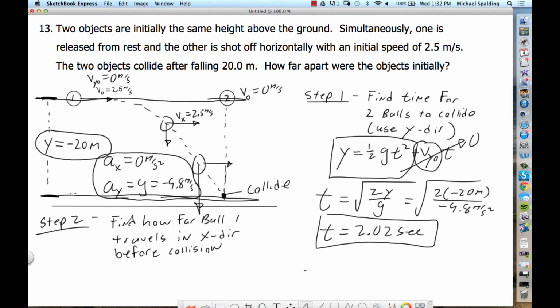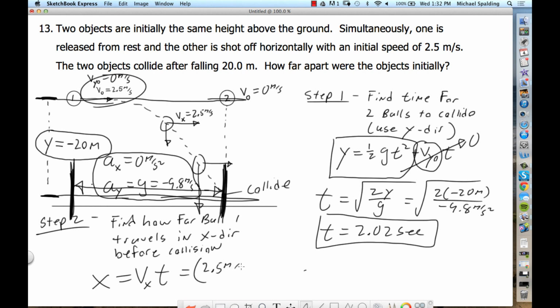So ball number 1, look, starts right here. Here's where ball 1 starts. Here's where ball 1 ends. Can we solve for this x distance here? Yeah, what's the only equation for the x direction? Vx t. What's the x velocity of the ball? 2.5.